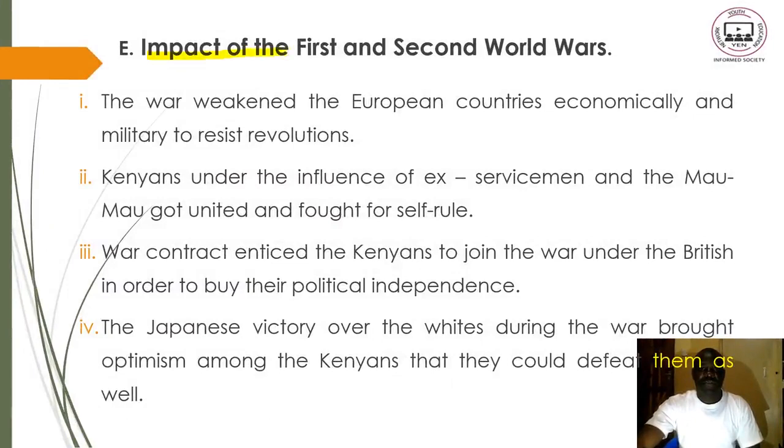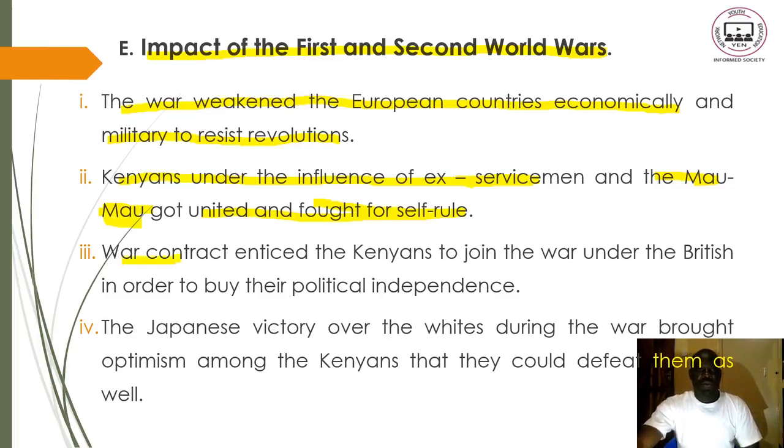Another factor for the rise of nationalism in Kenya was the First and Second World Wars. The war itself weakened European countries economically and militarily to resist the revolutions. So Kenyans, under the influence of ex-servicemen, that is the soldiers who fought in the war, and the Mau Mau, got united and fought for self-rule. We are also going to dwell a little bit more on the Mau Mau. So the Kenyans got that influence from the soldiers who fought in the war.